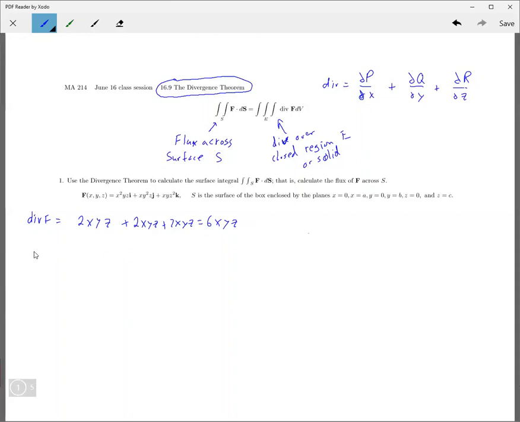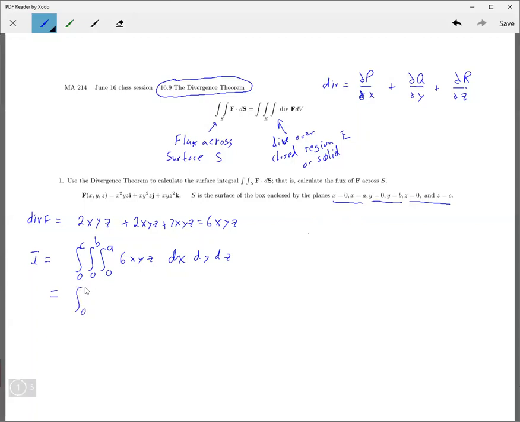Okay, so the integral is going to be the triple integral across this region. So this is a rectangular box enclosed with these boundaries right here. A, B, and C are also greater than 0. So it's 6xyz, and we can go dx, dy, dz. X goes from 0 to A, y goes from 0 to B, and z goes from 0 to C.